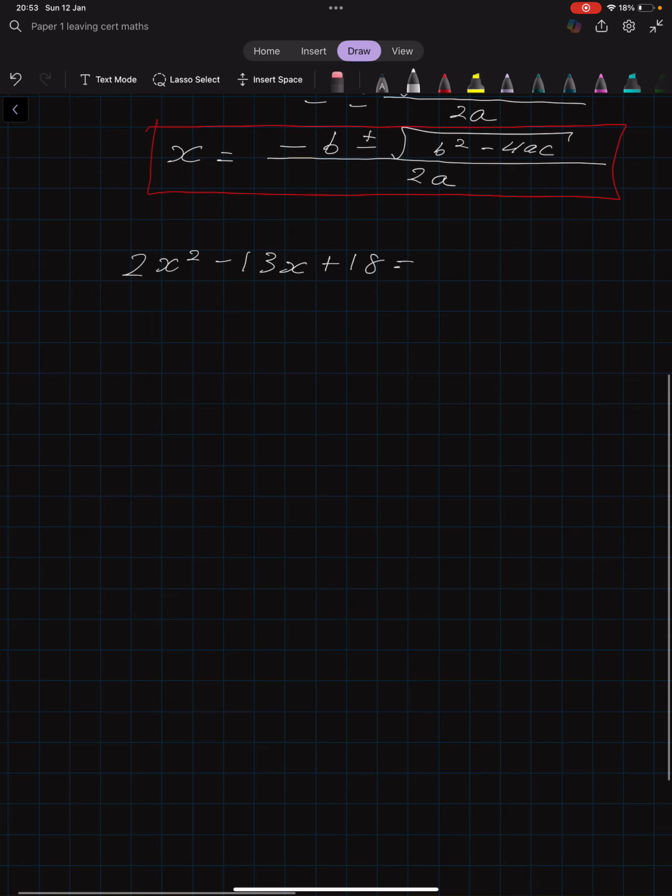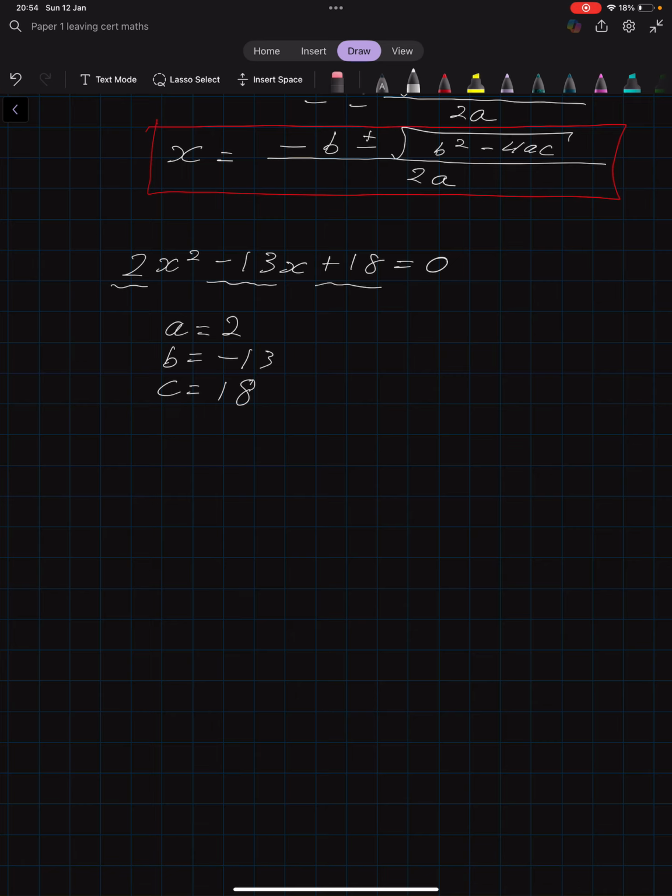Actually, hold on, let's take it in a couple of steps. First of all, what is a, what is b, and what is c? So a is 2, b is minus 13, and c is 18. Now always be careful when you're doing the different a, b, and c, that if there's a minus, it needs to go with it, okay?